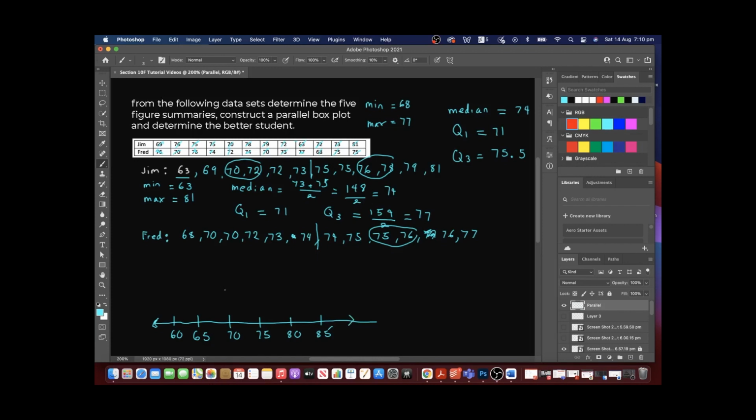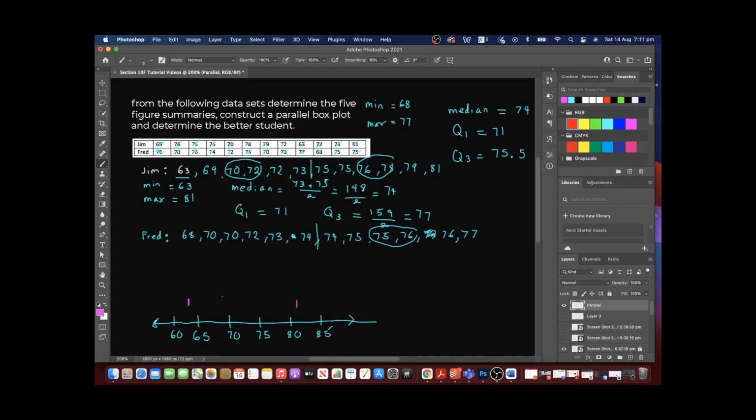And now we just add in the details. So I might just change colors, and we'll do this in some pink. So let's do Jim first. Jim's minimum score was 63. 61, 2, 3, something like here will be his first whisker. And then after that we have his maximum, which is going to be 81. So something like here.